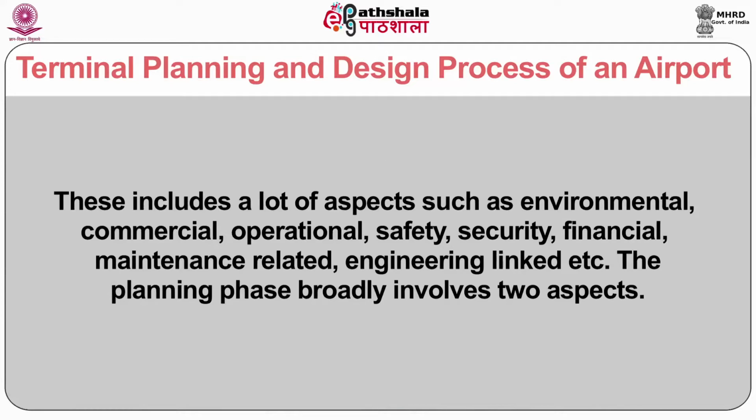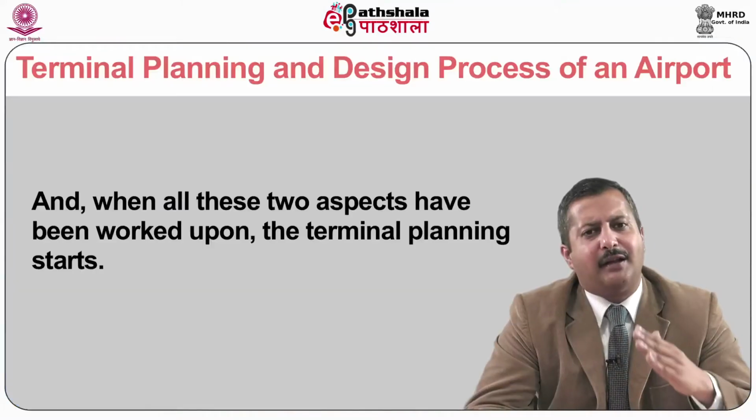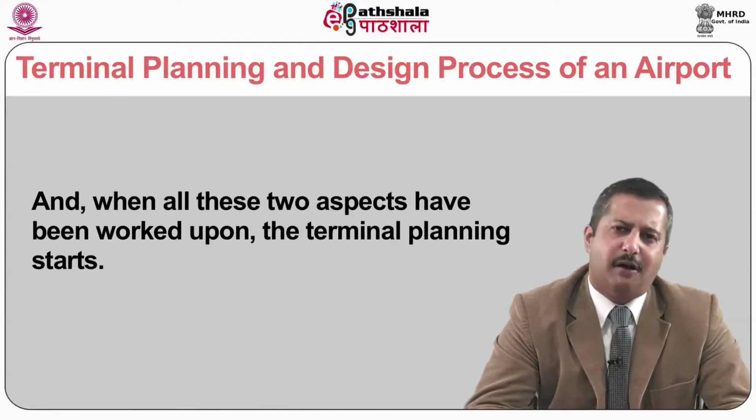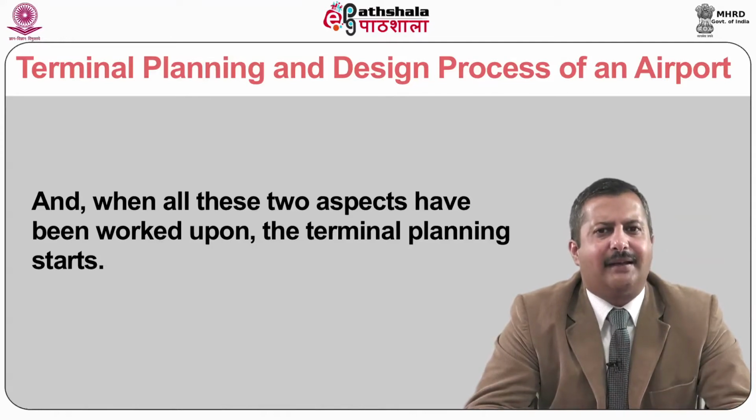The planning phase broadly involves two aspects. Firstly, the getting together and cataloging of facts, information and parameters that will help in planning and design of the amenities at the terminals, and secondly, in determining forthcoming predictions of the airport traffic depending on passenger flow, cargo drift and airliner schedules. And when all these two aspects have been worked out, the terminal planning starts.